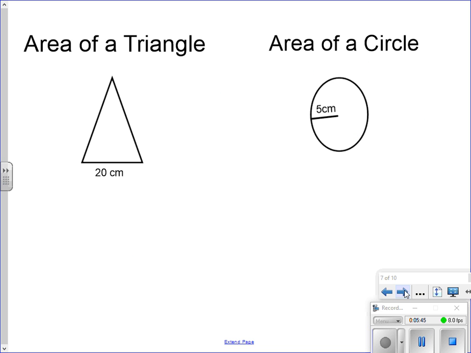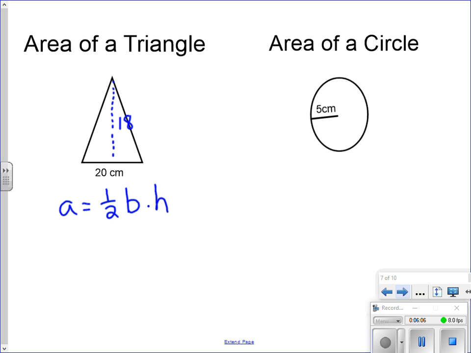Next, area of a triangle. Remember, our triangle is half of a rectangle or half of a parallelogram. So the formula for this is area equals 1/2 base times height. We would need a height here. Usually it will be given to you in a dotted line, possibly. Let's say that this one is 18 as the height.